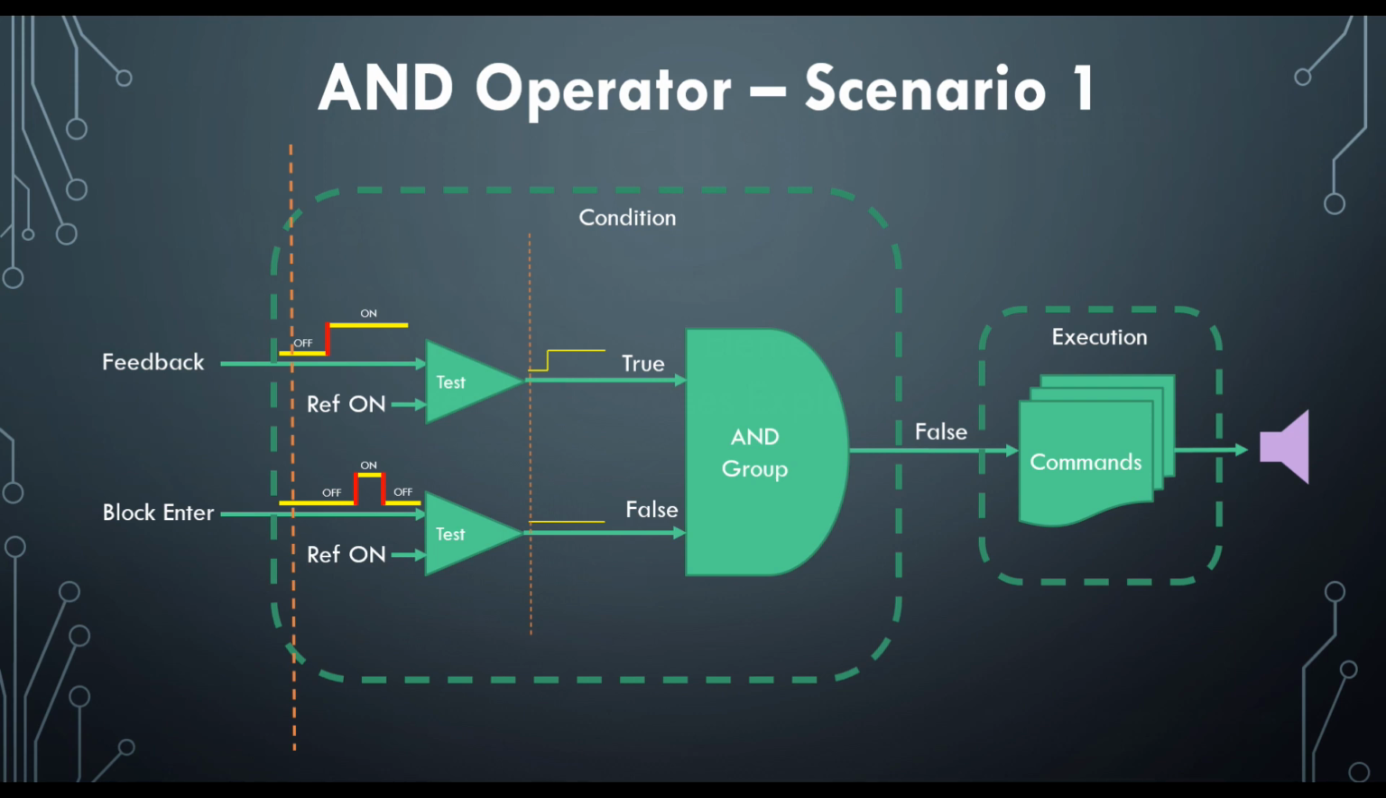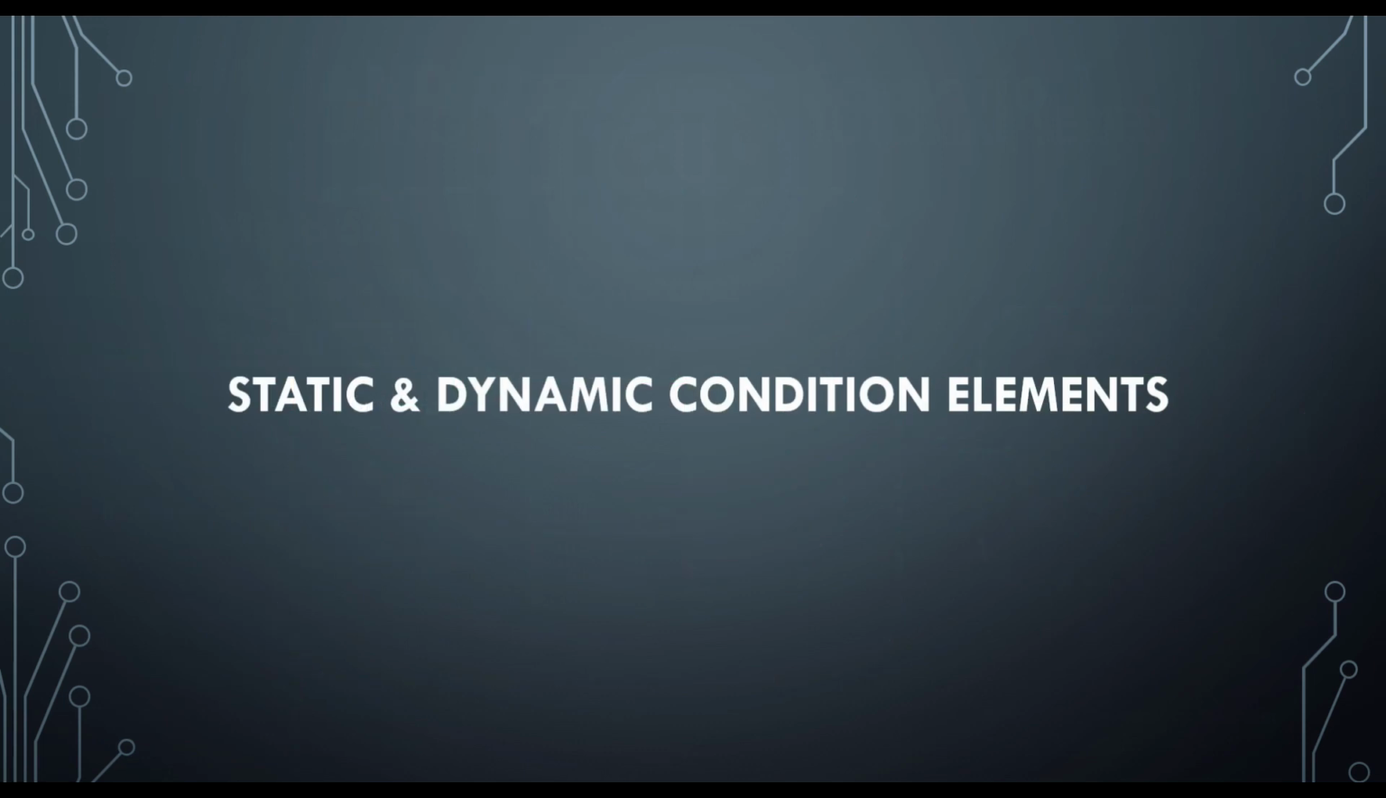But let's first talk about static and dynamic elements. These are not official iTrain terms. I use them in these tutorials to help distinguish which condition elements need a little more care when used in an AND group.